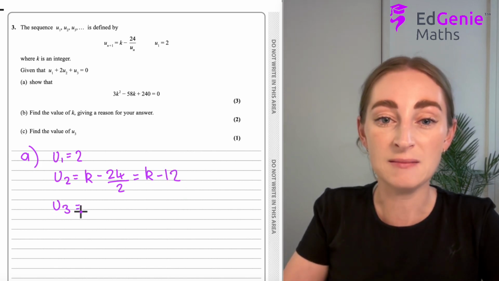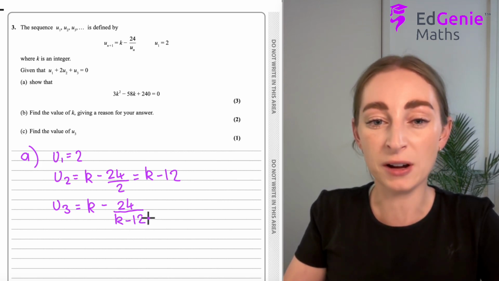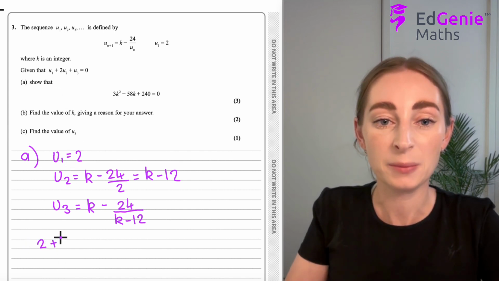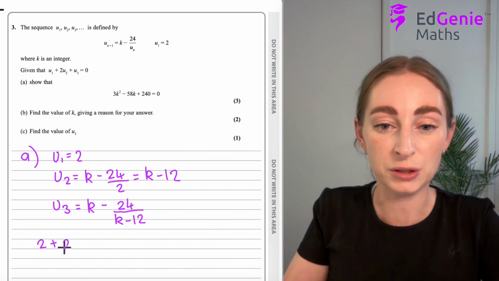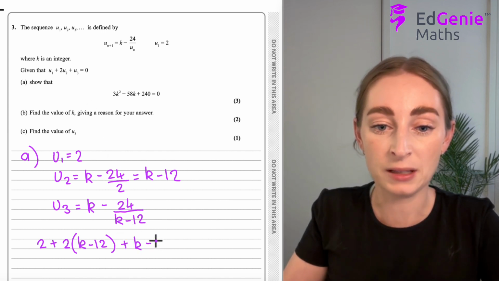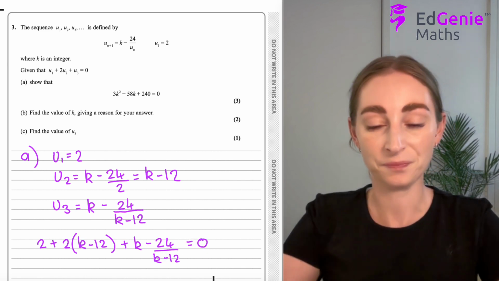So u3 is going to get a little bit fiddly here. K minus 24 divided by k minus 12. And I'm not going to simplify that yet. I'm just going to leave it as it is. So u1, which is 2, plus 2 lots of u2, which is k minus 12, plus u3, which is k minus 24 over k minus 12, and we know that that equals 0.